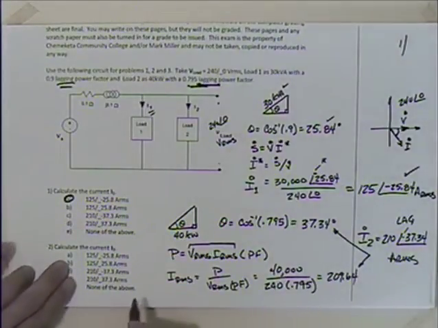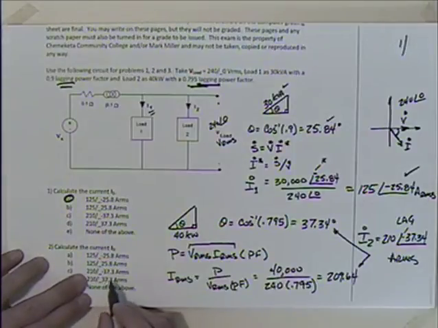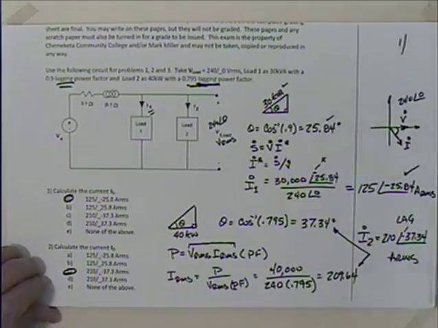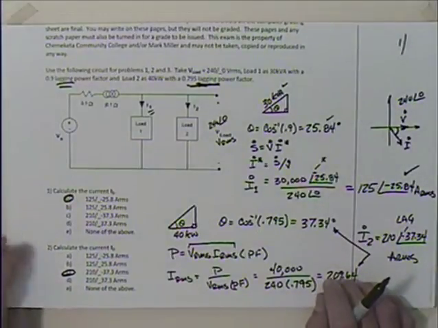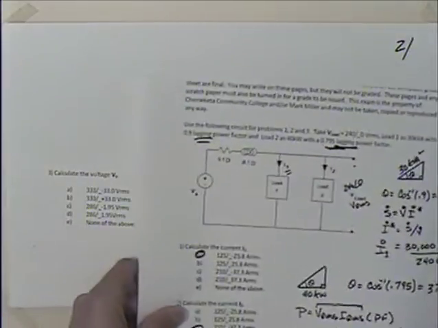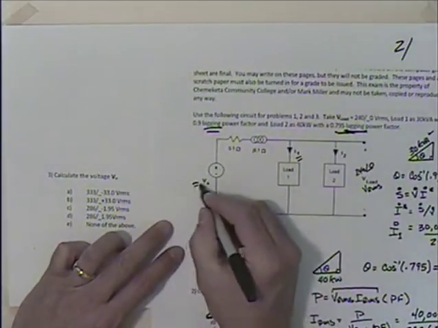Well, do I have that answer here? Let's see, 210 minus 37. Yep, right here. Answer C. Well, if we go on to then the third question. So the third question asks, what is Vs?